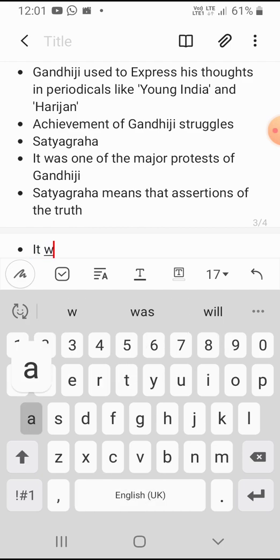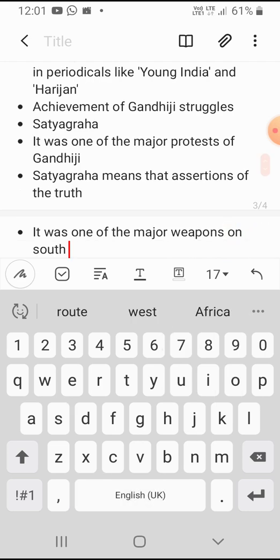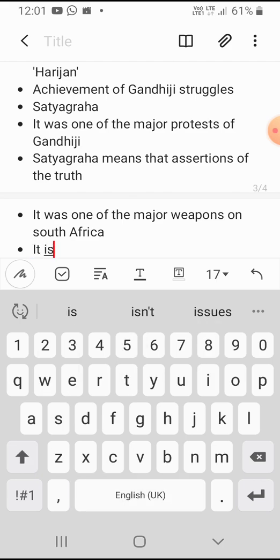It was one of the major weapons used in South Africa. As Gandhiji went to South Africa, he learned this there. It is based on non-violence, not doing violence.